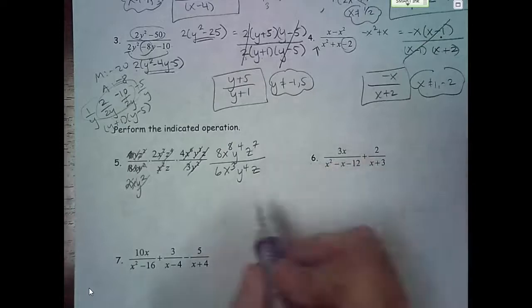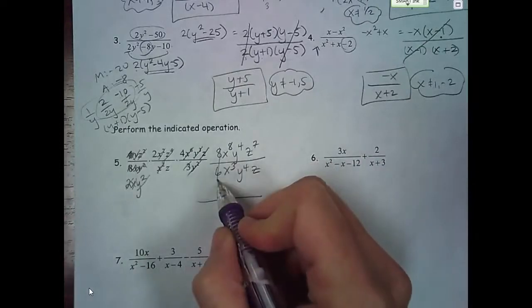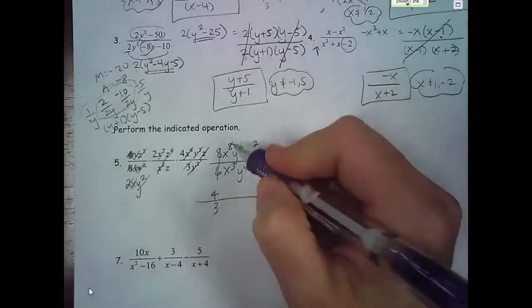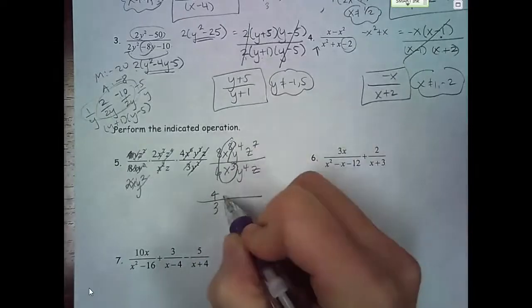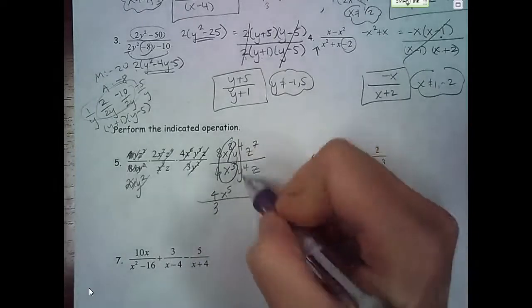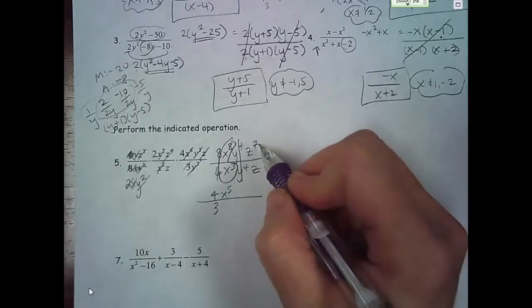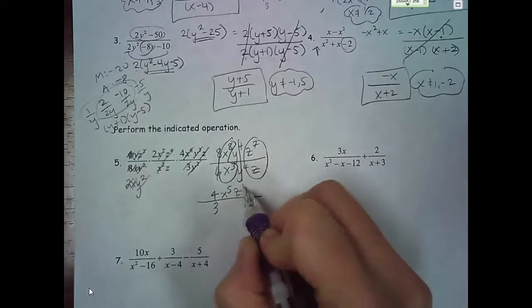Now let's cancel what we can. Our 8 and our 6 reduce to 4/3. For my x's, I'll have 5 in the numerator, and y's cancel all the way. And for my z's, I'm going to have 6 in the numerator. And there you go.